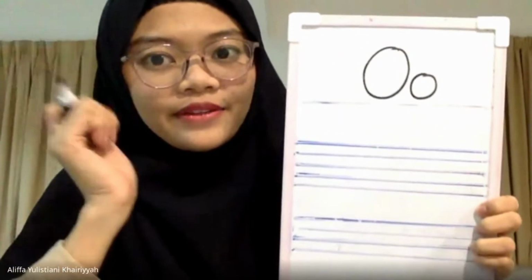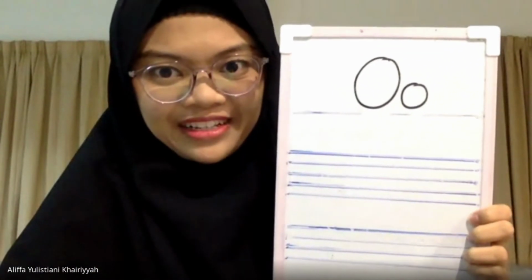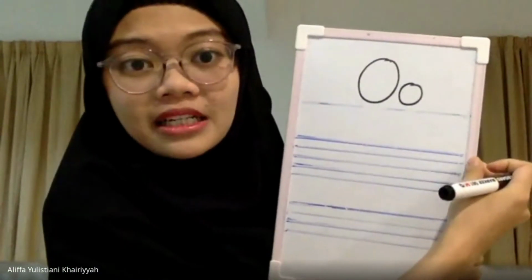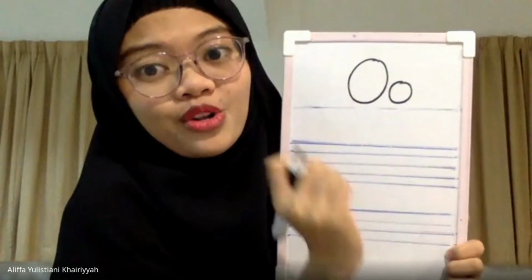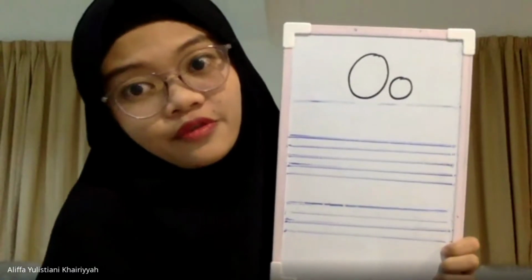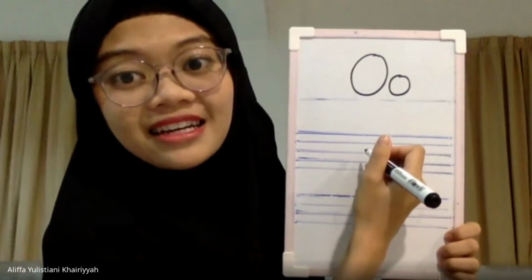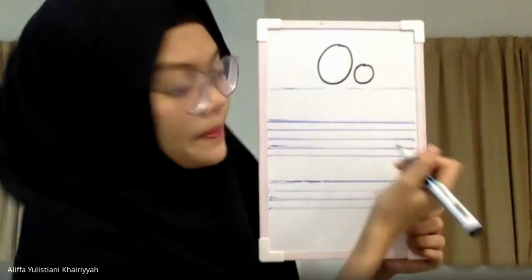Let's move to the last letter of vowel. So the last letter is O. I know you love O letter because it's your favorite. You just make the circle for the capital, the big circle, and the small circle for the small letter of O. It's same for the cursive letter. You just need to write the circle. Follow my step.